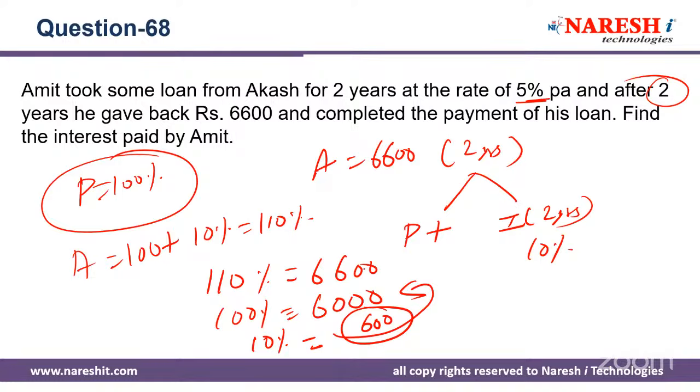In simple and compound interest, always assume that the principal is 100 percentage. Okay. Interest for 1 year is 5 percentage, for 2 years 10 percentage. So the total amount returned is principal plus 10 percentage. The 6,600 given in the question is equal to 110 percentage. If 6,600 is 110 percentage, then the principal is 6,000. They're asking for the interest value, how much interest was paid. So what will be the 10% value? 600.